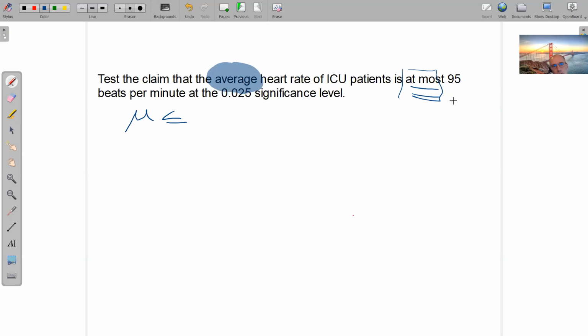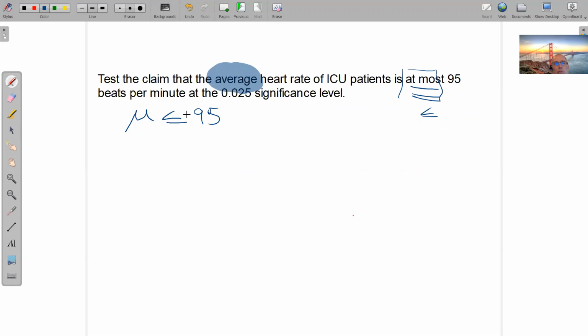Less than, greater than, less than or equal to, greater than or equal to, not equal to. Those are our options. And at most means less than or equal to. Sometimes it's obvious, sometimes you have to really think about it. All right, so the claim says mu is less than or equal to 95.